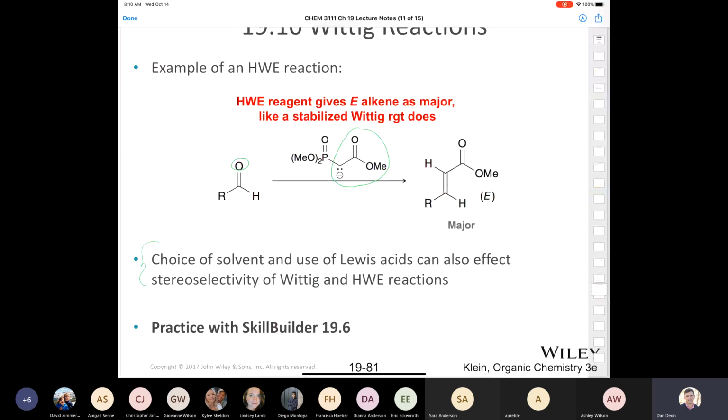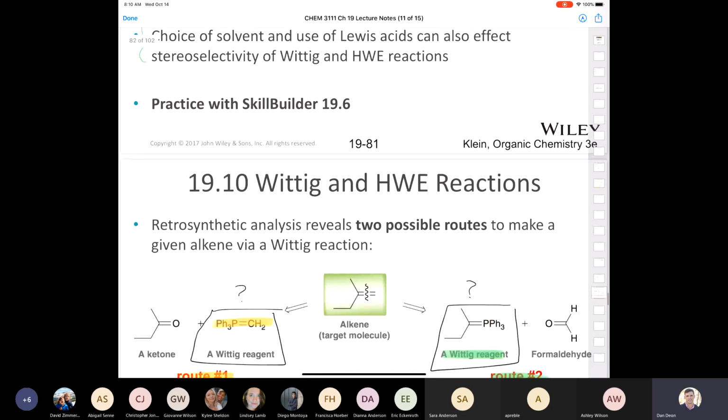Now, of course, I told you that most things in organic chemistry go a little bit deeper than what we discussed in this class. And so choice of solvents and Lewis acids can affect the stereoselectivity of the Wittig and the Horner-Wadsworth-Emmons reactions, but that would be beyond the scope of our class. And so you just need to know what's covered in our textbook.